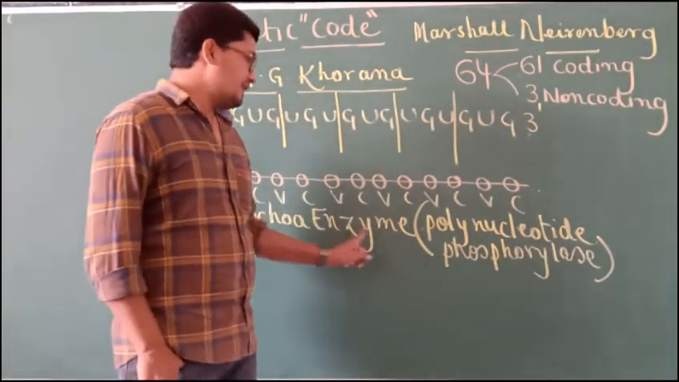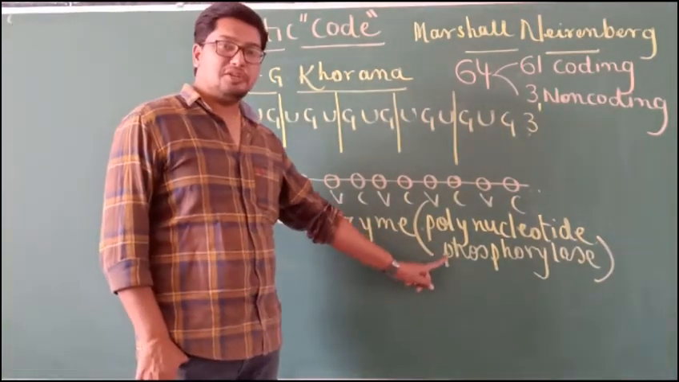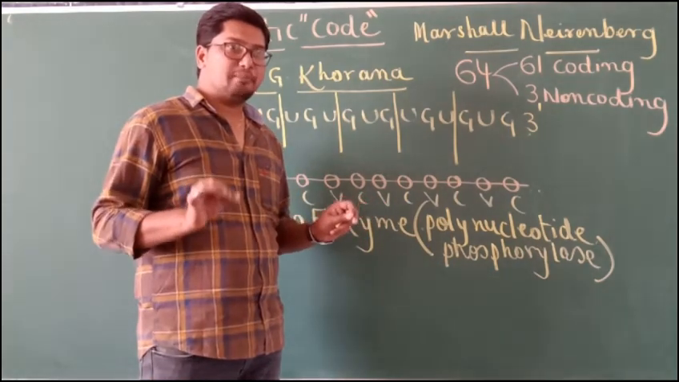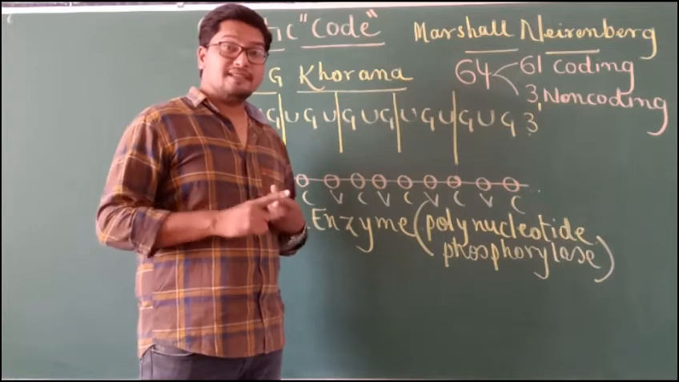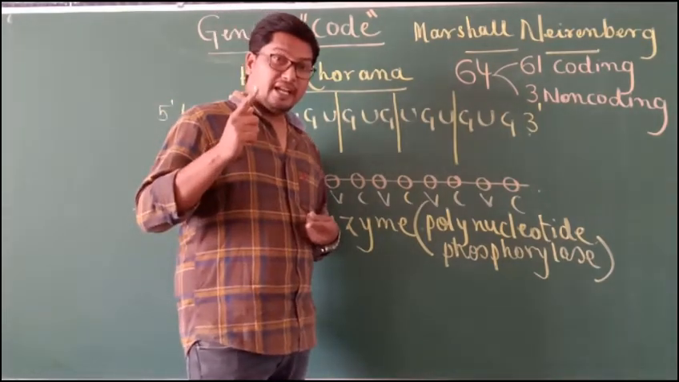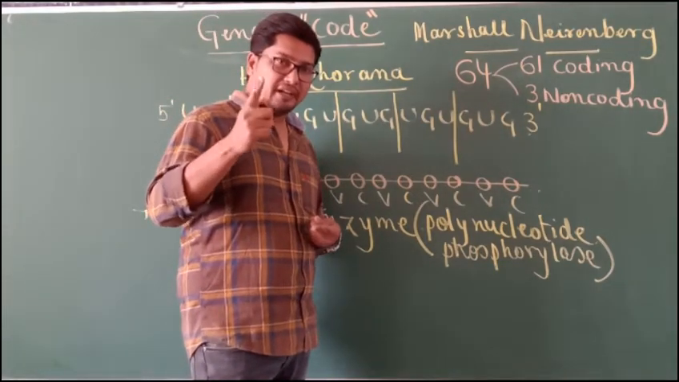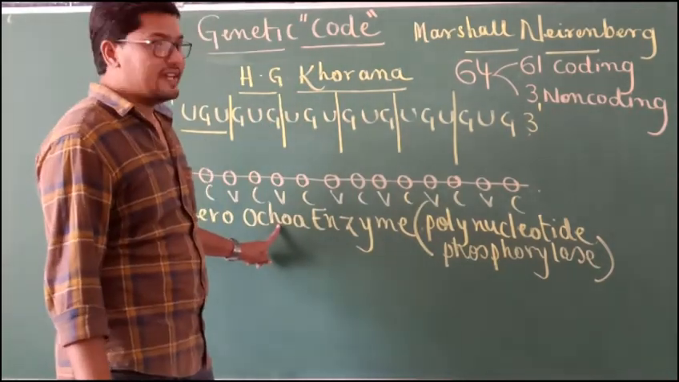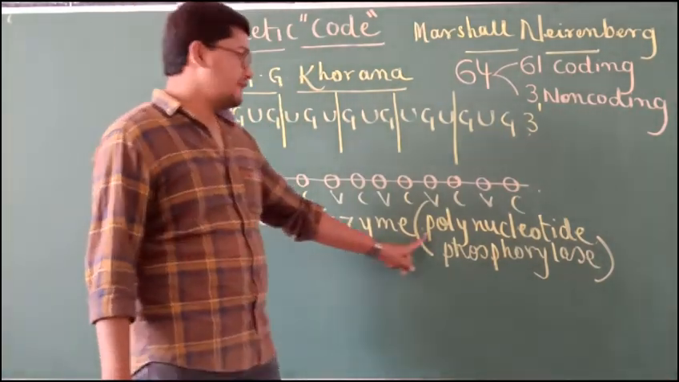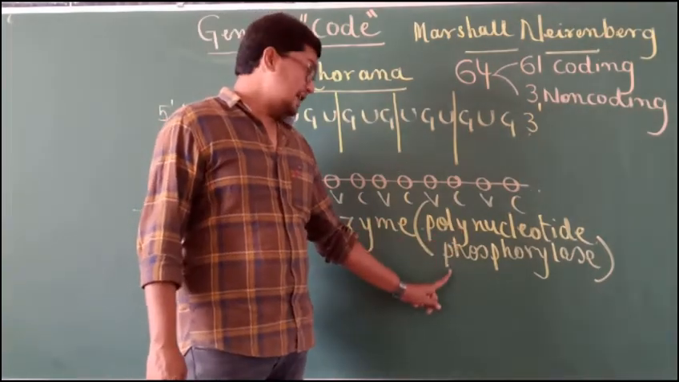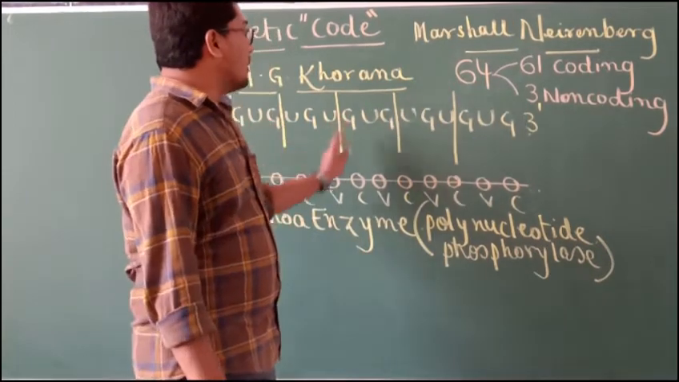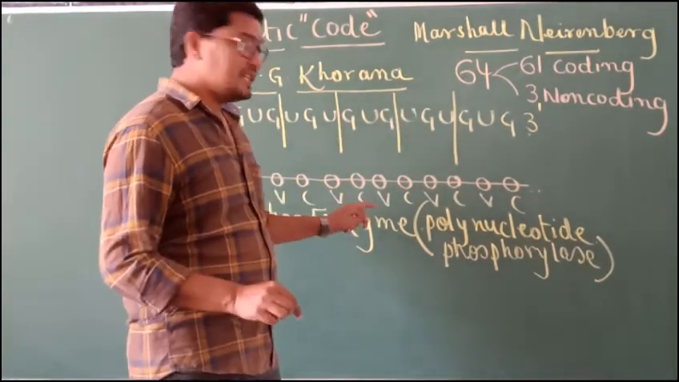Actual name of this Severo-Ochoa enzyme is polynucleotide phosphorylase. So students should remember the important point. Enzymatic synthesis of RNA in DNA template independent manner is made possible by an enzyme called Severo-Ochoa enzyme. Other name for Severo-Ochoa enzyme is polynucleotide phosphorylase. So I want to stop this class by repeating.